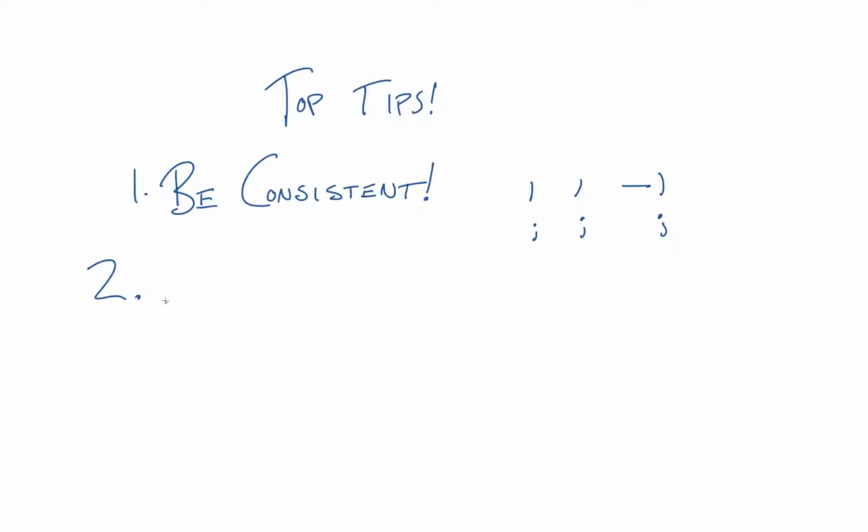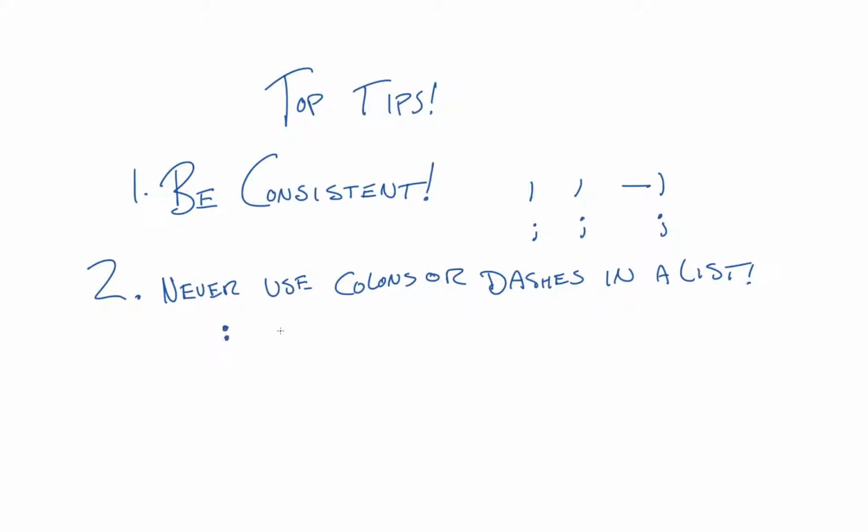Second, never use colons or dashes in a list. Commas and semicolons are the only punctuation marks we use to punctuate a list, so you can knock out any other punctuation that you see. Colons can introduce lists, but they can't separate the elements in a list. Colons aren't used as punctuation between the elements of a list.